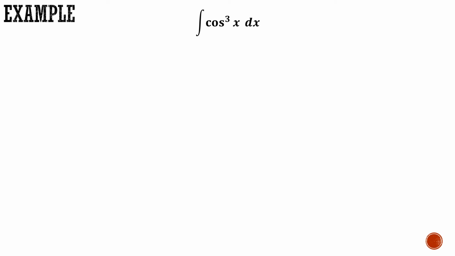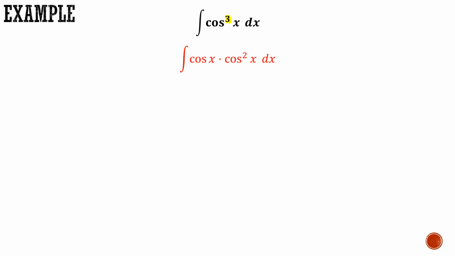All right, so for our first example, we have the integral of cosine cubed x. Notice that this cubed is an odd power. So we're going to use our first strategy, which said to set aside one of those cosines. So I'm going to have the integral of cosine times cosine squared x dx.